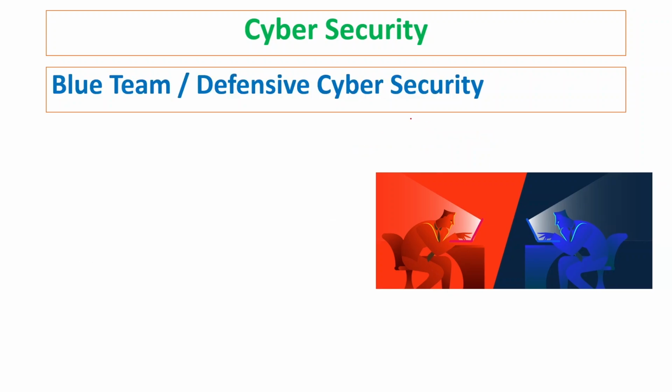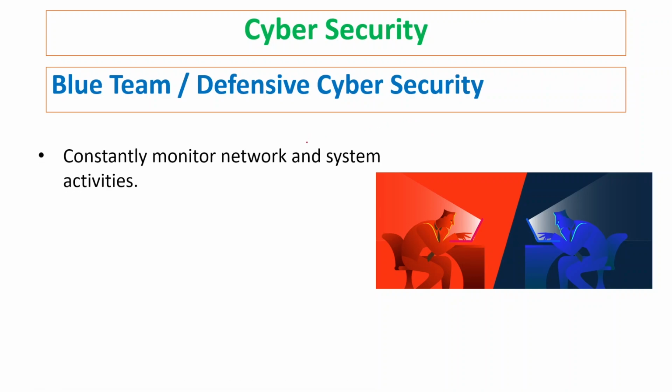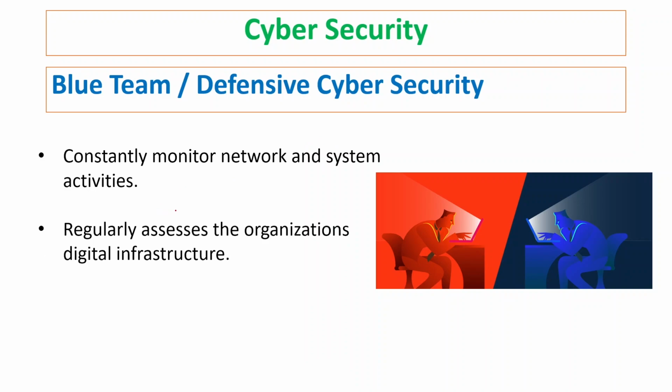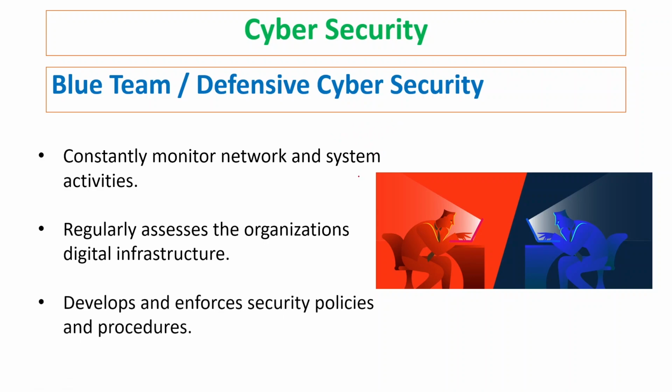Then we have the blue team, defensive cybersecurity. They constantly monitor network and system activities and regularly assess the organization's digital infrastructure. That means people working at the company to secure its digital resources, and develop and enforce security policies and procedures. There is another job also, actually not a career path. For example, you can be a black hat hacker. Then maybe you will become a criminal also, based on the things you are going to do.